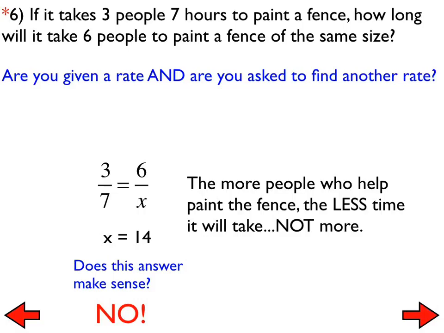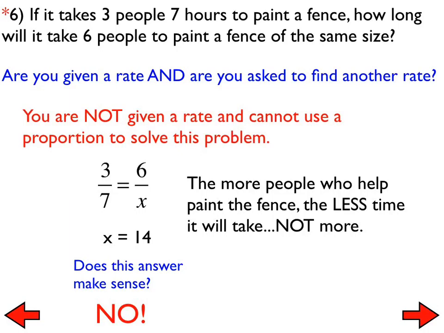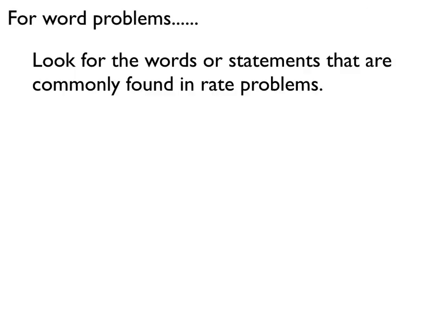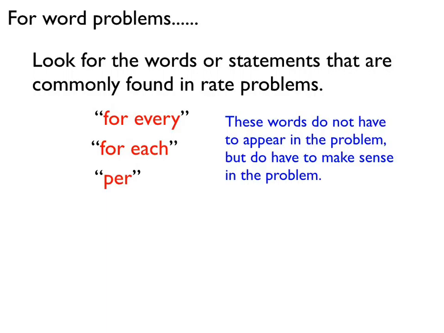So again, just because there's 3 numbers doesn't mean you can use a proportion to solve it. This particular problem, you need to come up with some other mathematical way to solve this. Okay? So this one is not a proportion problem. So just a reminder, for word problems, you need to look for the words or the phrases or statements that we've practiced that are commonly found in rate problems, which is for every, for each, or per. But even so, you should still think about, does it make sense? Okay? Go ahead and write those words down again in your notes.